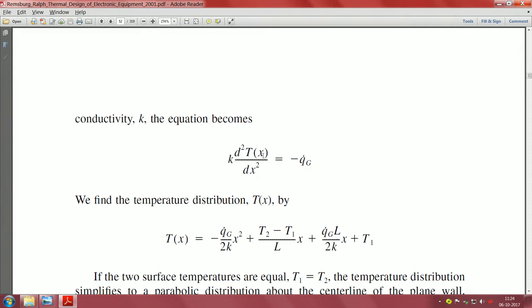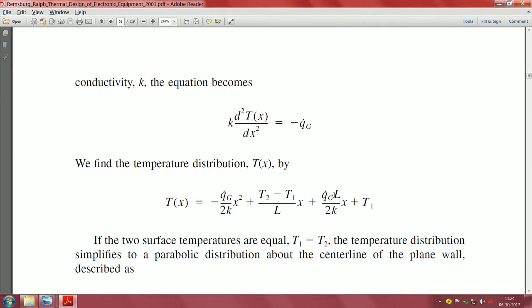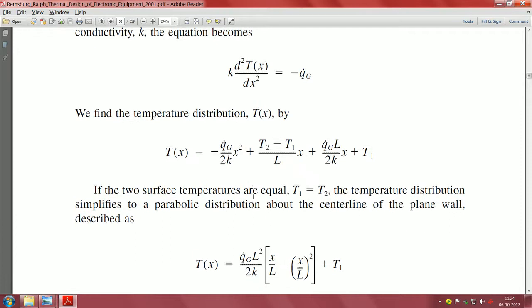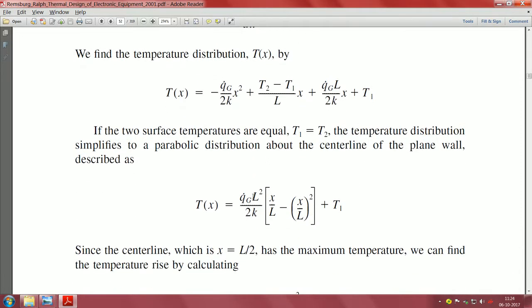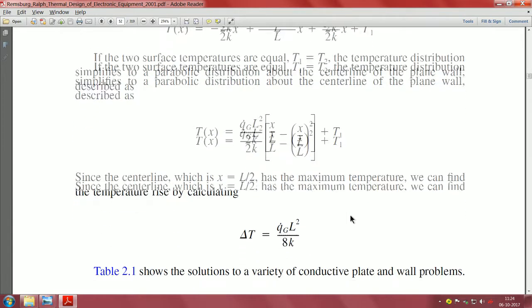You see here already, the second differential of the temperature with respect to the distance has come about. So, the temperature distribution instantaneously can be given by this big equation here. Now, do we need to learn this as an equipment designer? You probably do not need to know this.